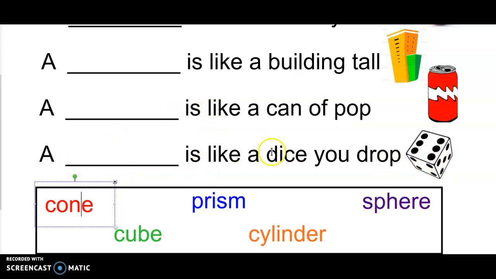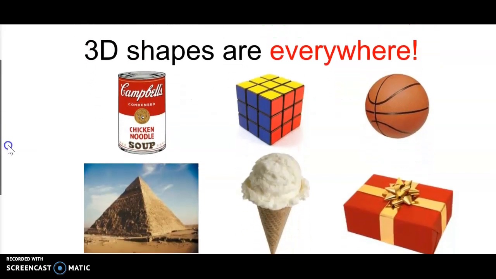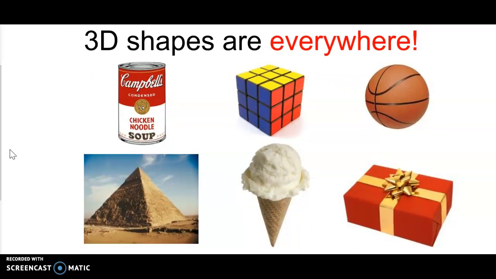Okay, so all of these 3D shapes you can see in many different places in your everyday life. 3D shapes are here and there. 3D shapes are everywhere. So you might be able to notice a sphere, a cube, a cylinder, a cone. This one's a triangular prism. I'm not sure we actually learn about that. And then we have a rectangular prism.